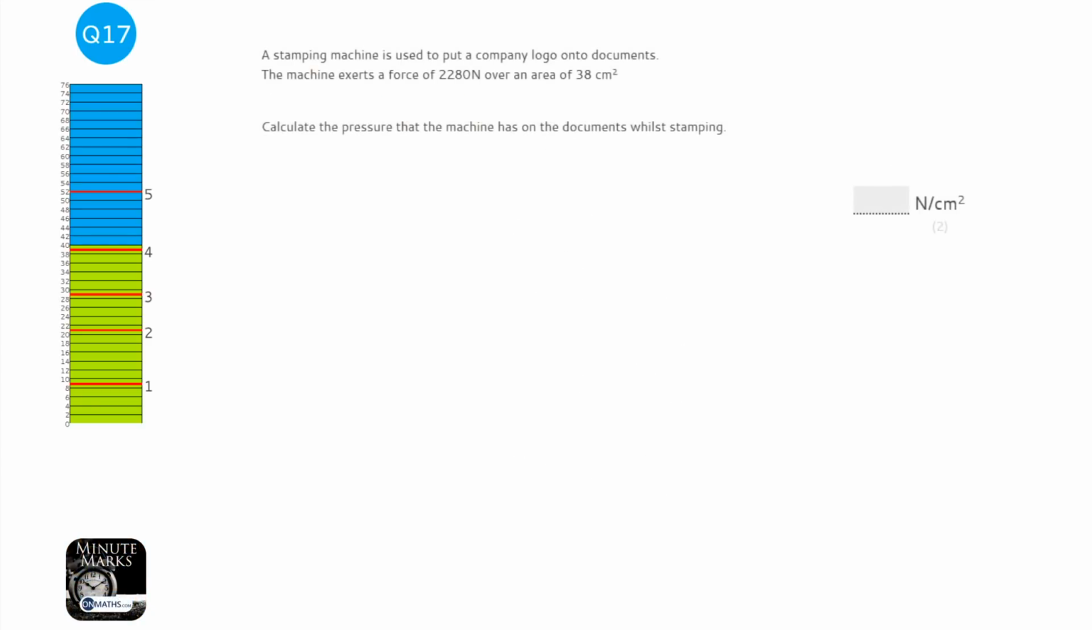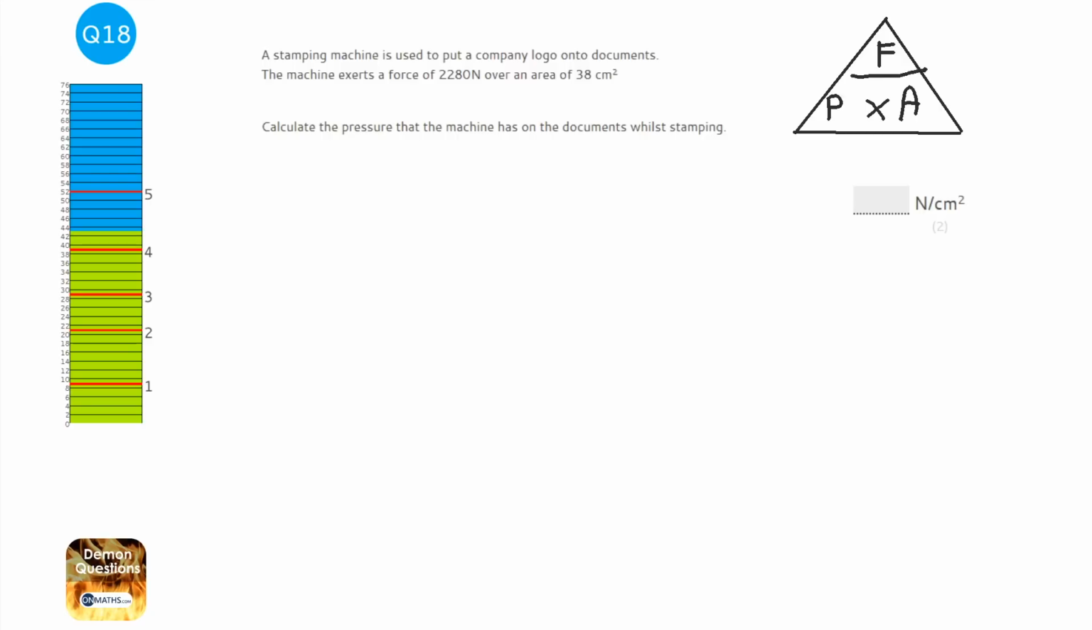For this question, the main thing we need to remember is the triangle. Now the triangle is like the speed distance time triangle, but obviously this has nothing to do with speed distance time. The formula says that pressure equals force over area. So as long as you've got force on the top, which is measured in newtons, then you're fine, because area and pressure can be the other way around.